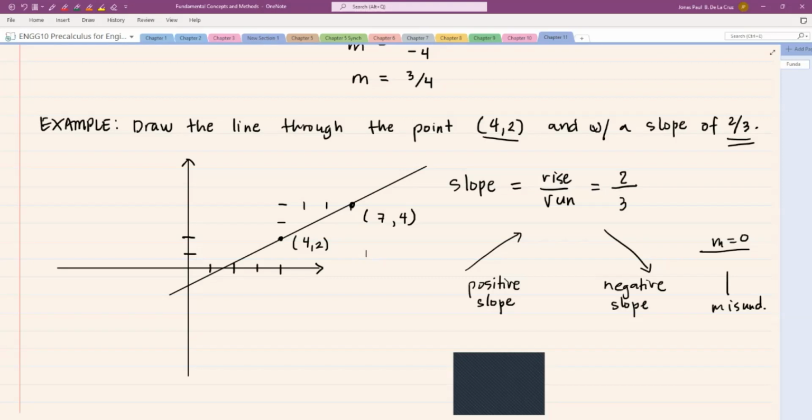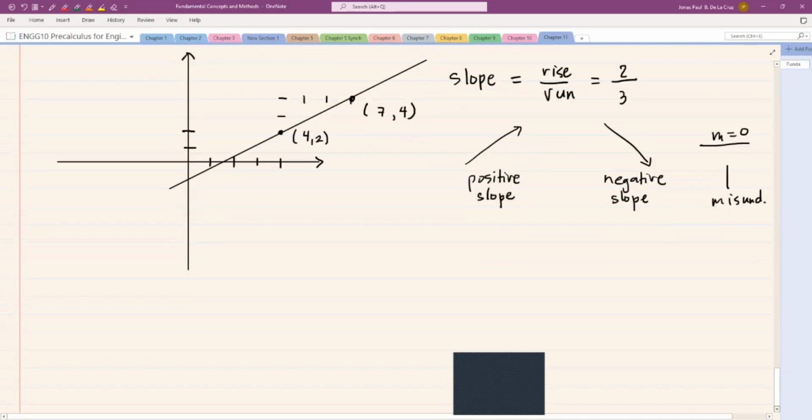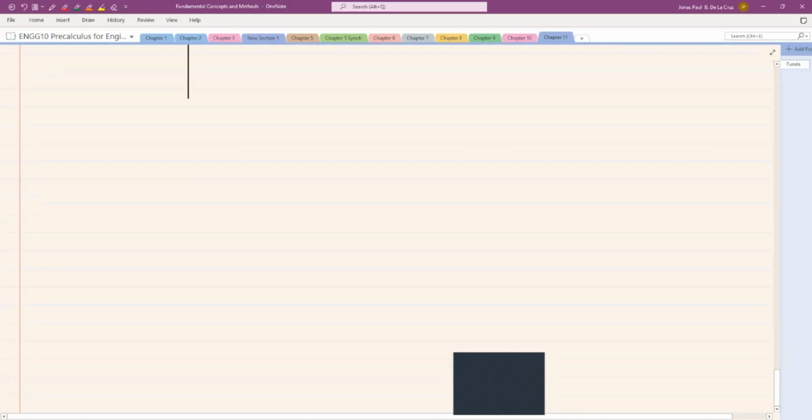And then finally, itong parallel and perpendicular lines. Okay, parallel lines are lines that do not intersect, di ba? Parallel lines are lines that do not intersect no matter how long you extend the lines together. Okay?